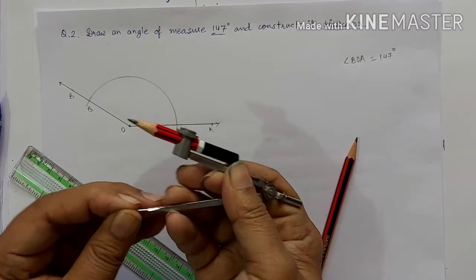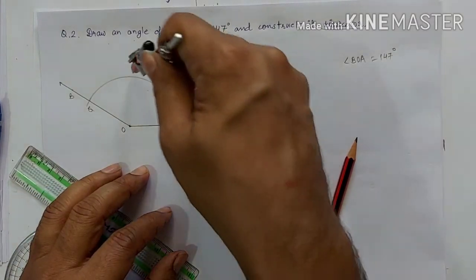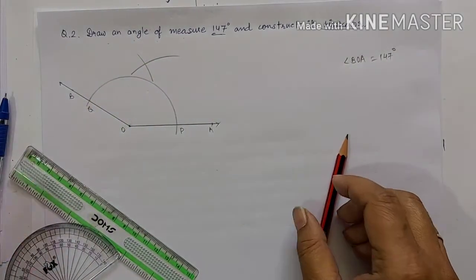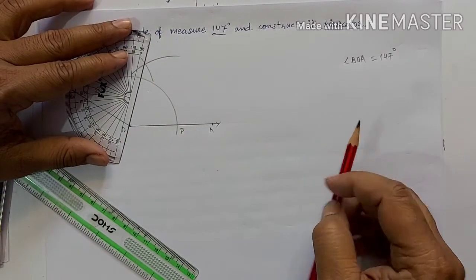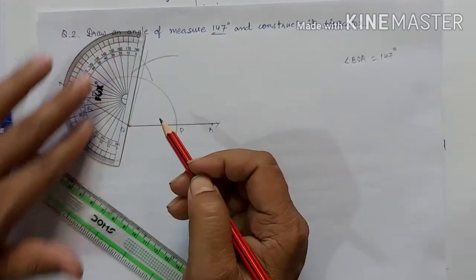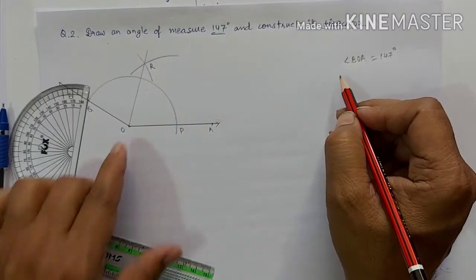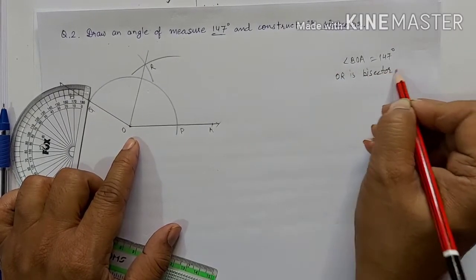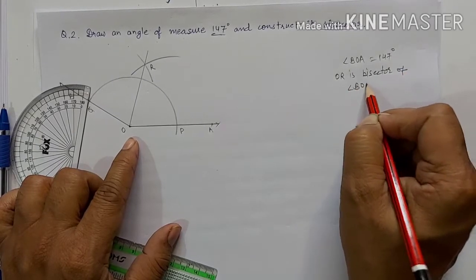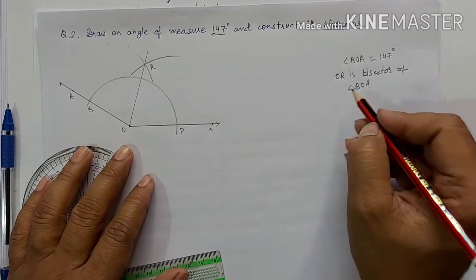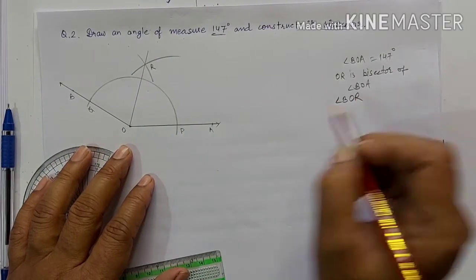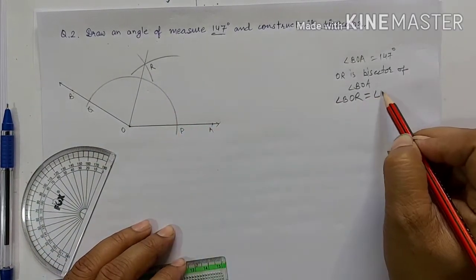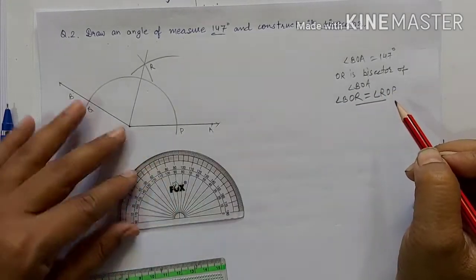So you change the radius, make it something bigger, and draw the first arc, then with the same radius draw the second arc, and join the point O and the intersect point. Okay, this is R, meaning OR is a bisect of angle BOA. It means that angle BOR is equal to angle ROP. Okay, we check.